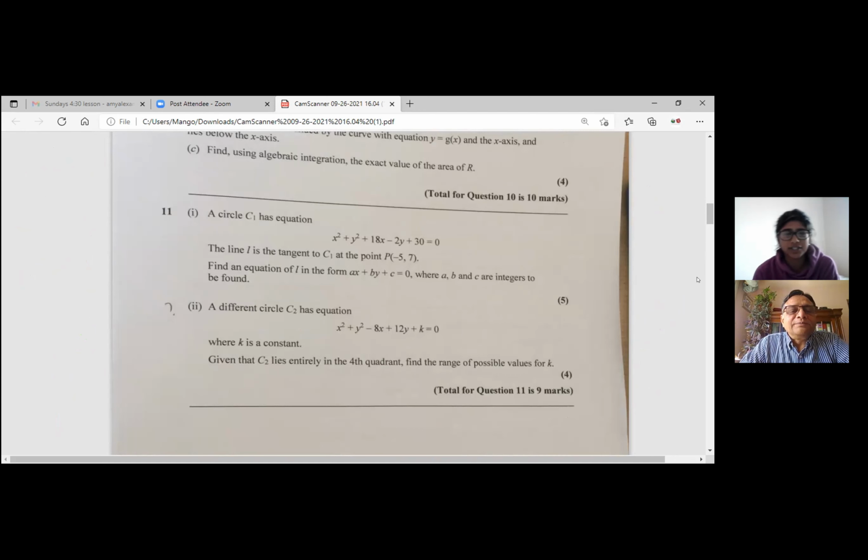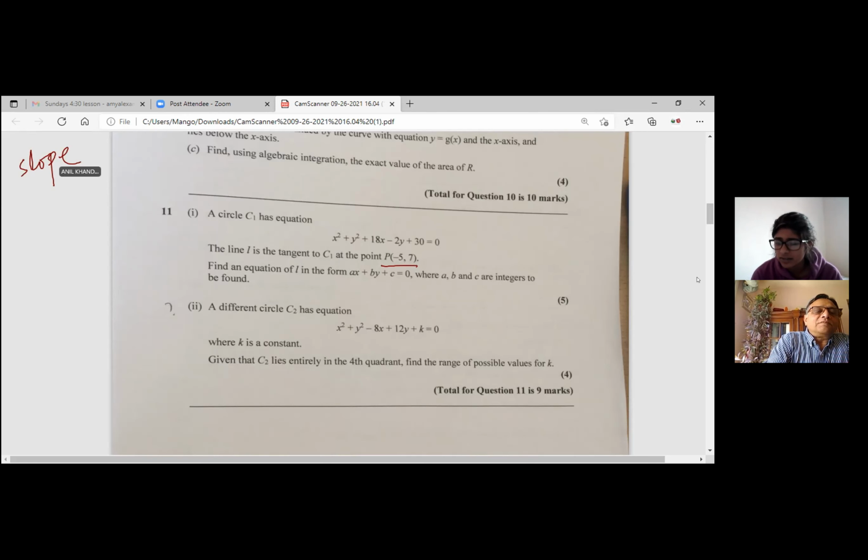Question 11, part I. A circle C1 has equation x squared plus y squared plus 18x minus 2y plus 30 equals 0. The line L is the tangent to C1 at the point P, which is (-5, 7). Find an equation of line L in the form ax plus by plus c equals 0, where a, b, and c are integers to be found. Correct. So basically, to find this equation of the tangent, you need the slope, right? How will you find the slope?